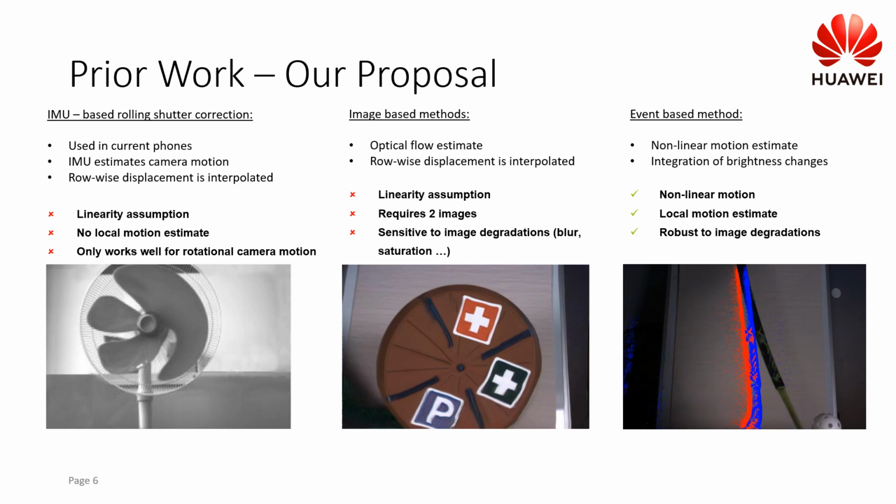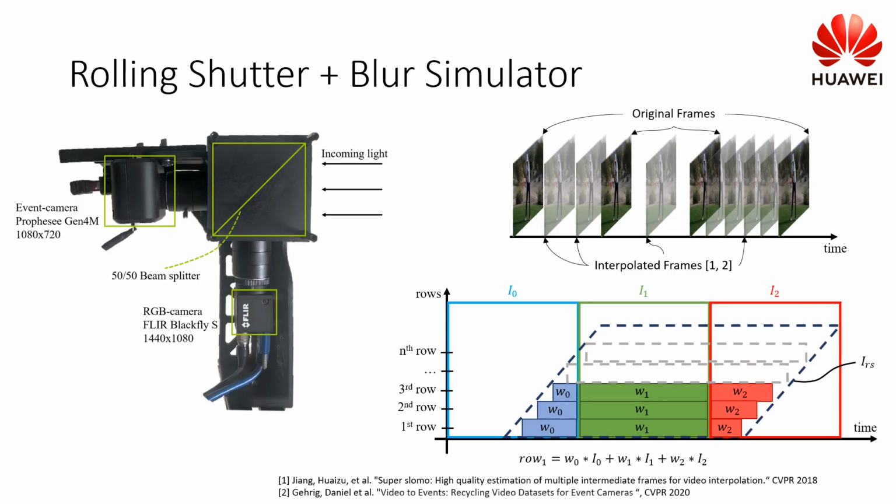More recent methods use multiple frames of a video to compute optical flow and approximate the motion during image acquisition based on the motion between frames. However, they only work well for relatively small and linear motions and are sensitive to image degradations. Event-based correction methods do not suffer from those issues and enable the correction of nonlinear motions.